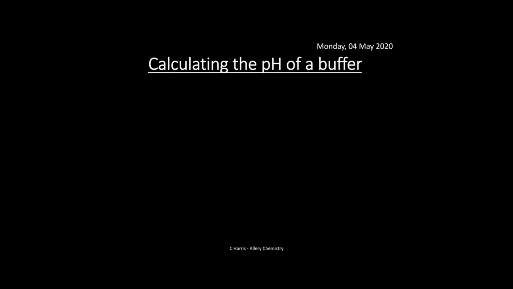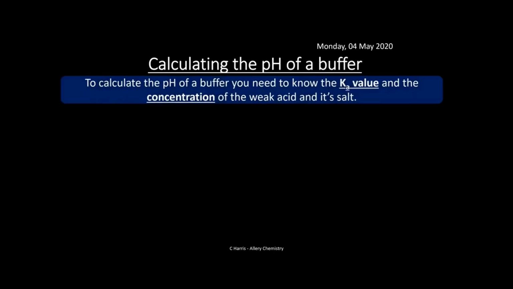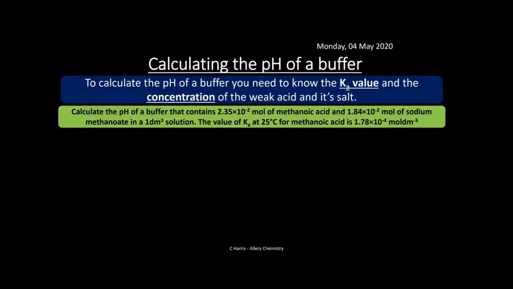Okay, so with that in mind, we're now going to take that concept and use it to calculate the pH of a buffer. To calculate the pH of a buffer, you need to know the Ka value and the concentration of the weak acid and its salt. So we need to know a lot of information here. Let's look at this example.